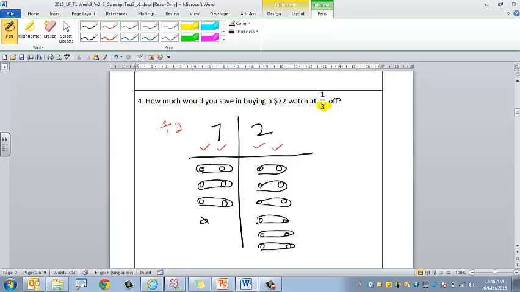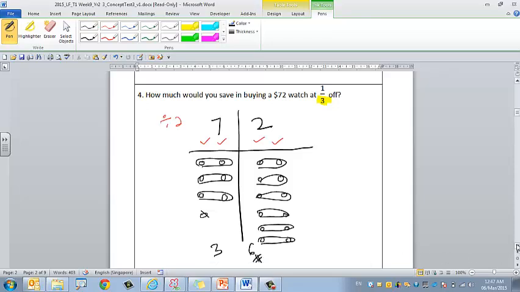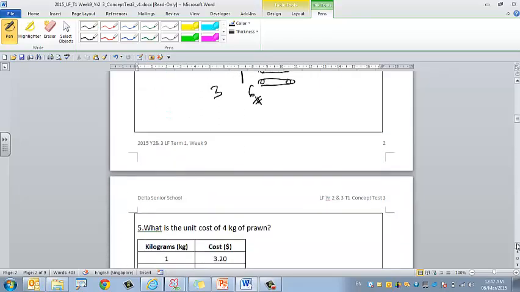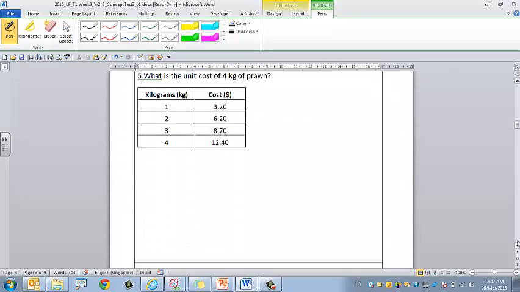Okay, now let's count. In the 7 column we have 1, 2, 3. 2 column we have 1, 2, 3, 4, 5, 6. So the answer is 36. Okay, now what is the unit cost of 4 kg of prawn? Okay, this question they want you to divide. So we will need to divide. Look at 4 kg. So 4 kg is here.